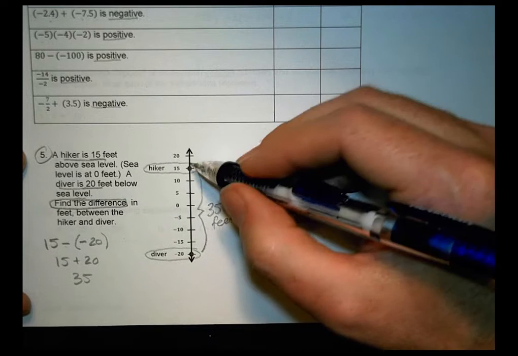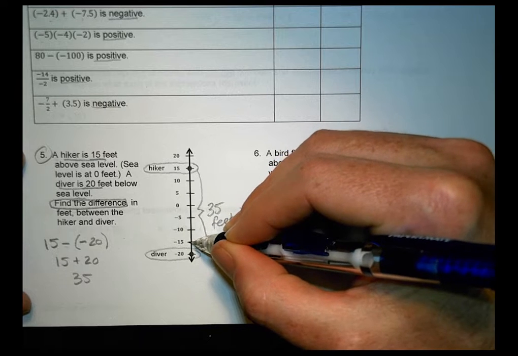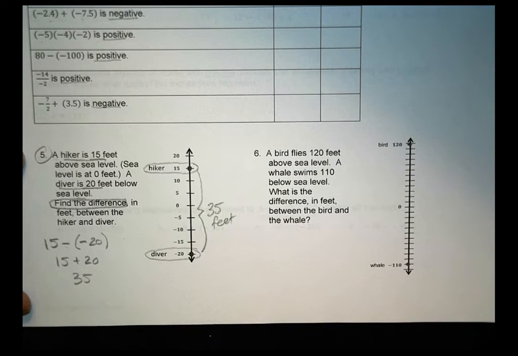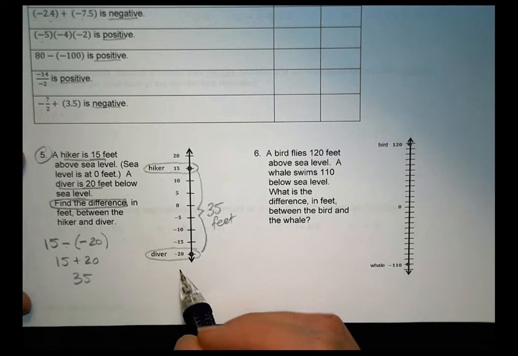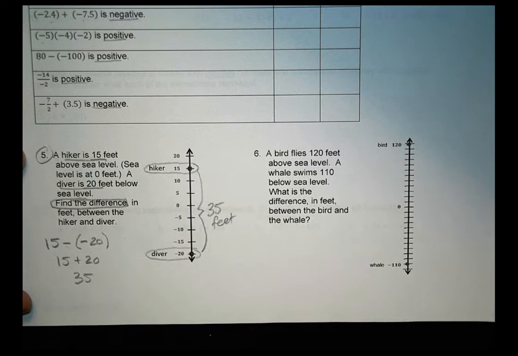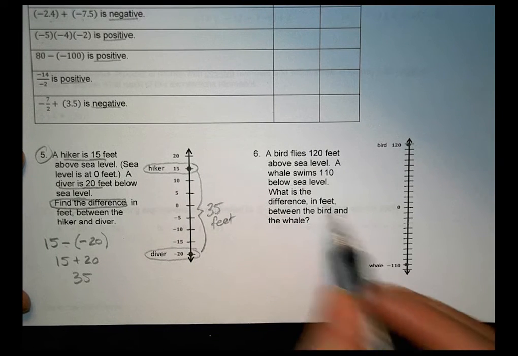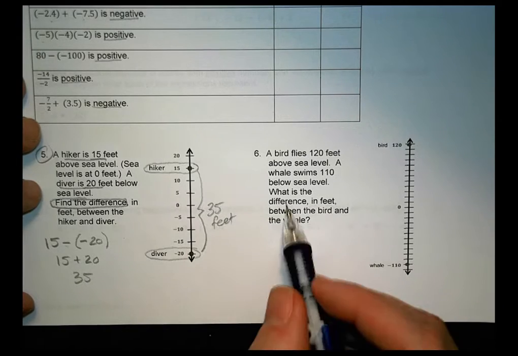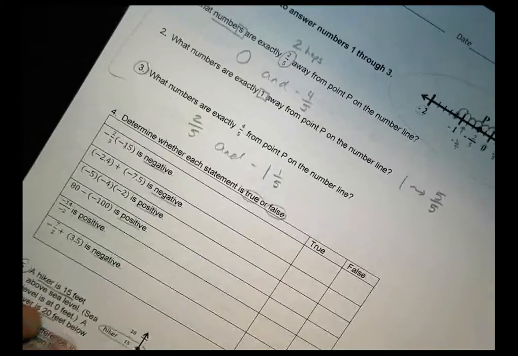And you can just count that out by 5s, right? We can go 5, 10, 15, 20, 25, 30, 35, and show that that is true. All right, that is the idea, and it's positive because it's just 35 feet. We're not worried about the negative because we're just measuring the difference there with that magnitude. Number 6 is the same idea, except you're talking about a bird up here and a whale down there, and again, find the difference. So I'll let you do number 6.